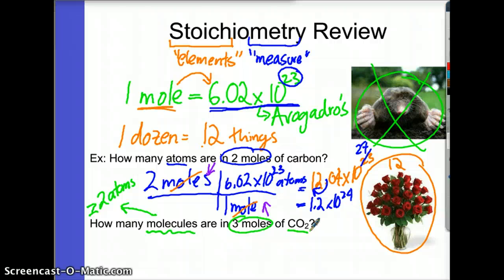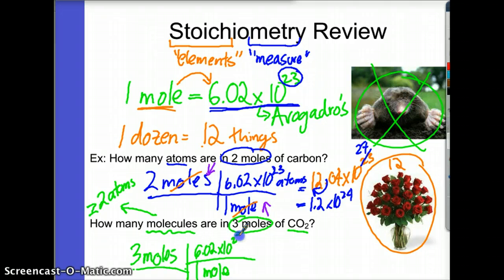So it's the same idea. 3 moles. I want to know how many molecules that's going to be. I'm going to need to use the same relationship from Avogadro's number. 1 mole is equal to 6.02 times 10 to the 23rd, in this case, molecules.